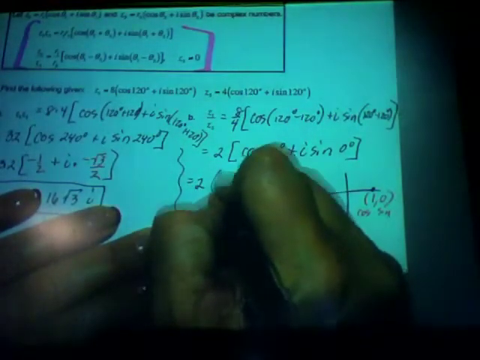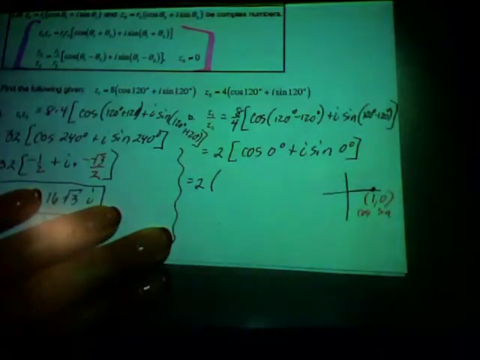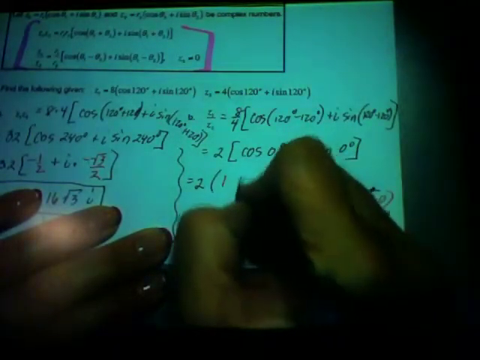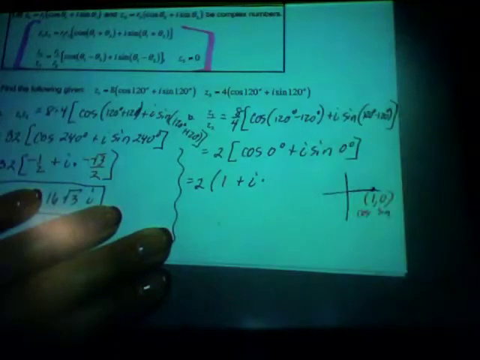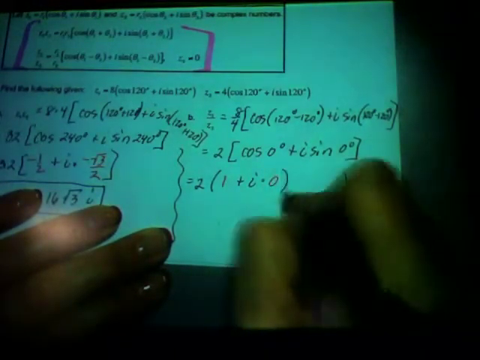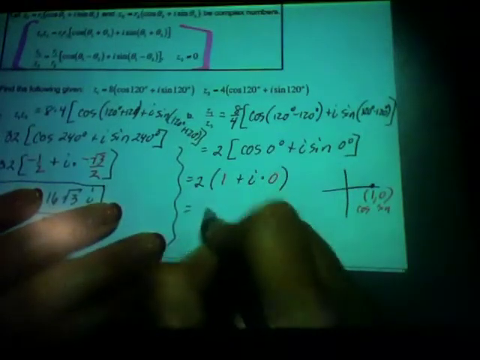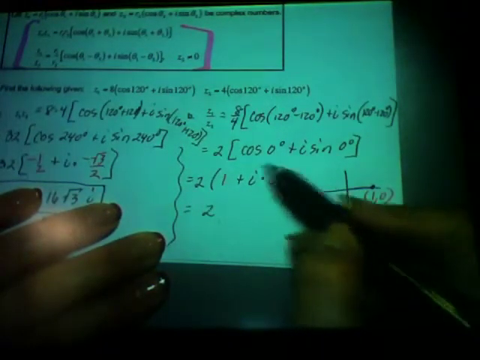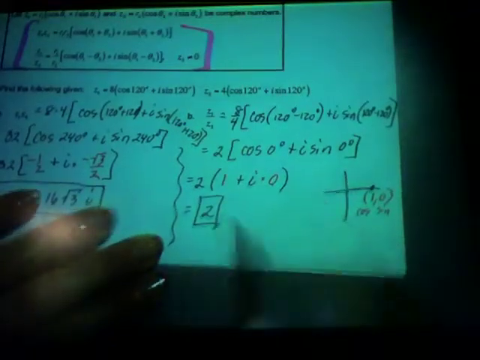2 times the cosine of 0 is 1, plus I times the sine of 0 is 0. And then distribute. 2 times 1 is 2. What's 2 times 0? Because this becomes 0. So it just becomes 2.